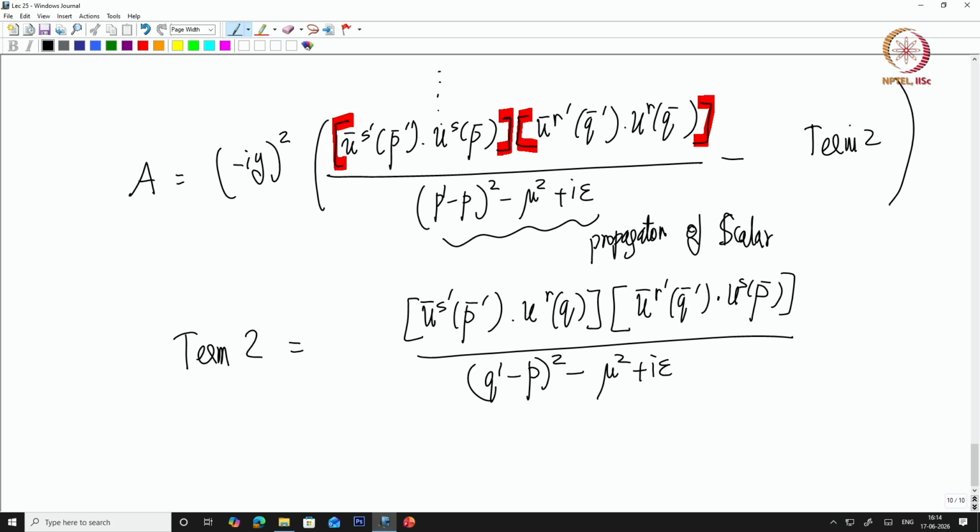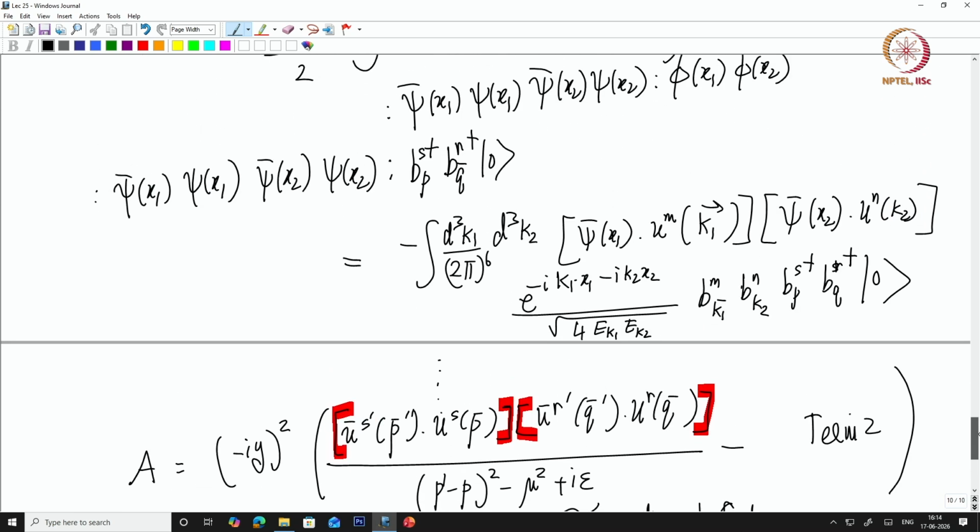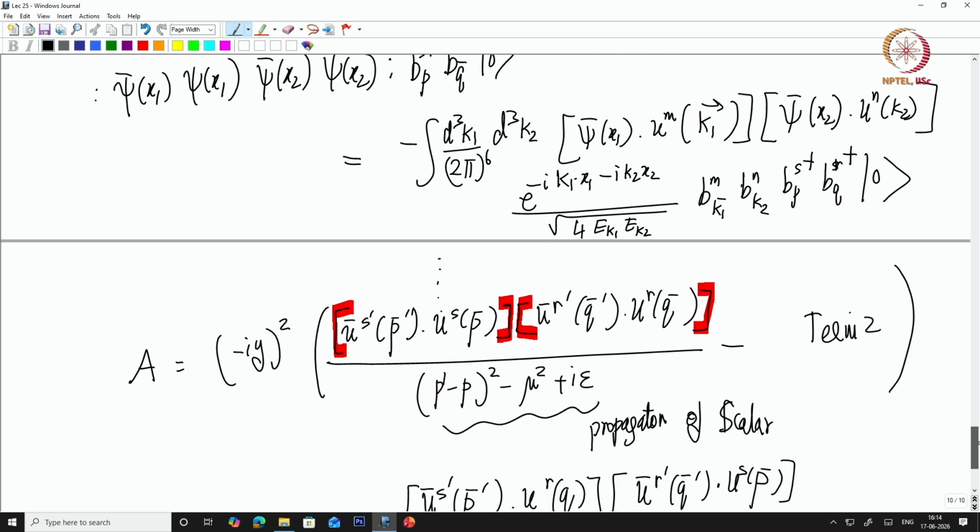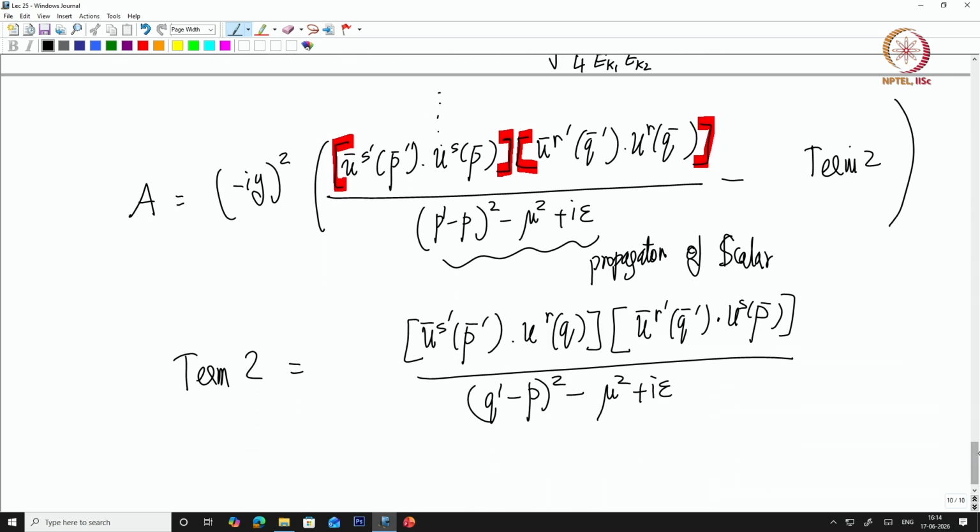Now, the intermediate steps I have not done, but what we will see is that these two diagrams correspond to the two channels. We have seen these channels when we were doing the Feynman 2 to 2 process. There is the S channel, T channel and U channel, and you will see that one of them corresponds to the T channel, the other corresponds to the U channel. So this is the amplitude.